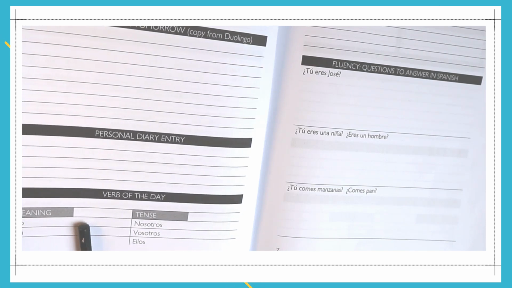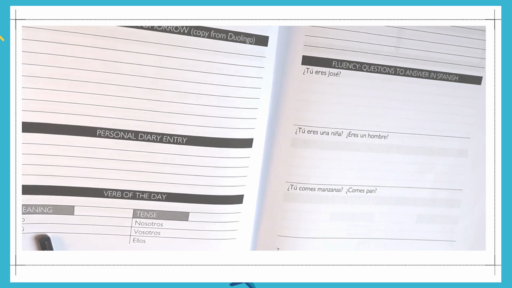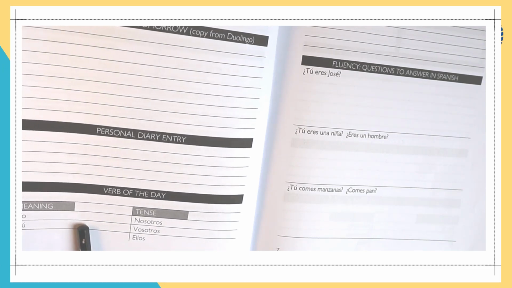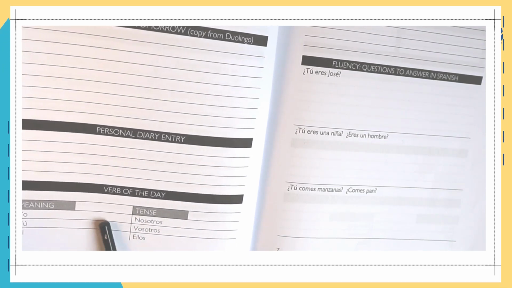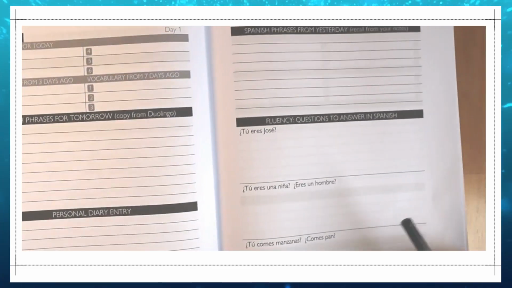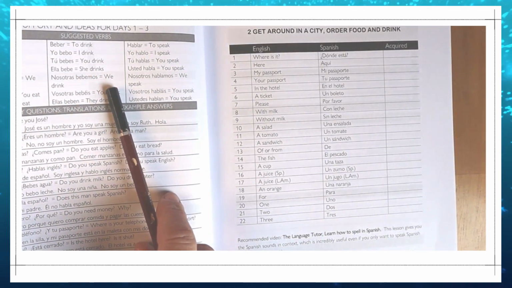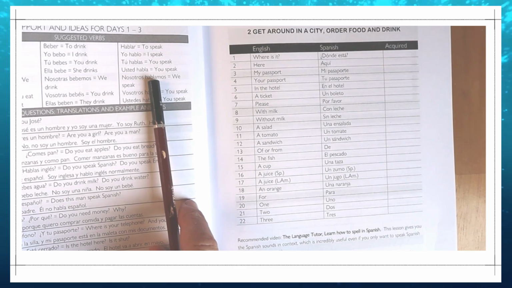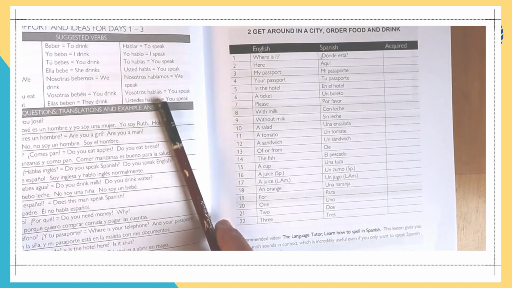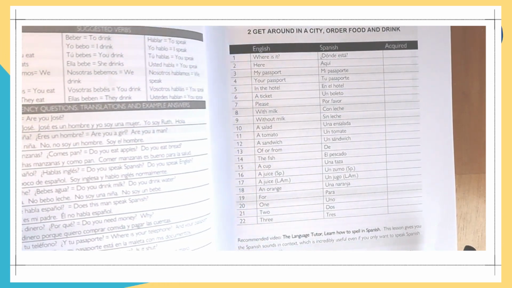Yo como means I eat. Tú comes means you eat. Él come means he eats. So you're going to write those in and get used to writing out one verb every day. And the verbs are here for you every single time. Next time it will be beber, meaning to drink, and after that, hablar, to speak. These are verbs that you will come across in Duolingo as you go through that particular lesson.